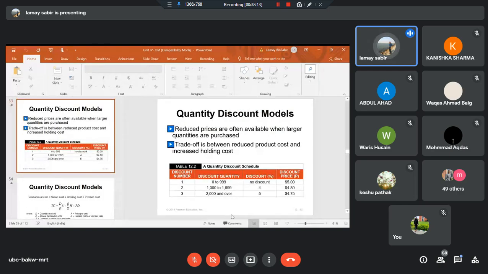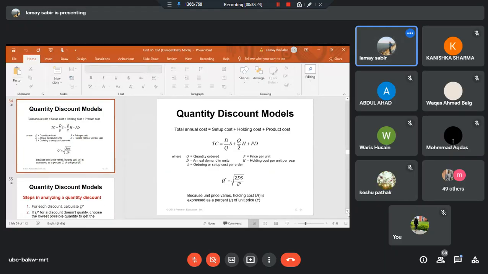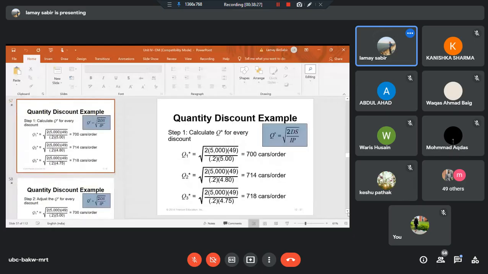Okay, the question is the same. We have the same prices, with discounts of 4%, 5%, and no discount. Please note down that the annual demand is 5,000. Annual demand is 5,000, and ordering cost is fixed at $49. So 49 is the ordering cost and annual demand, capital D, is 5,000. Holding cost is not given to you directly; we have to estimate the holding cost, which is a percentage of the price.